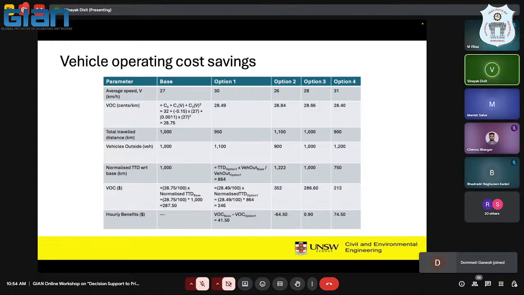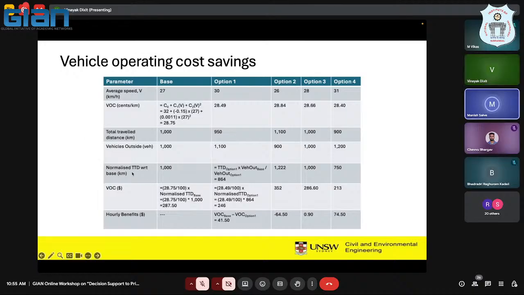If you have 12 different vehicle classes, you will do this 12 times. For example, if we are doing it for public transport, then you would have a different VOC, cents per kilometer, and you'll be using different vehicles also, so the number of buses you'll be taking. That'll be another thing, but the procedure will be the same.